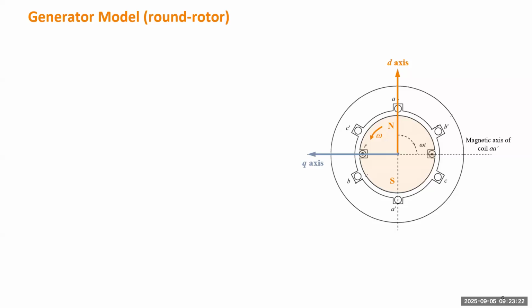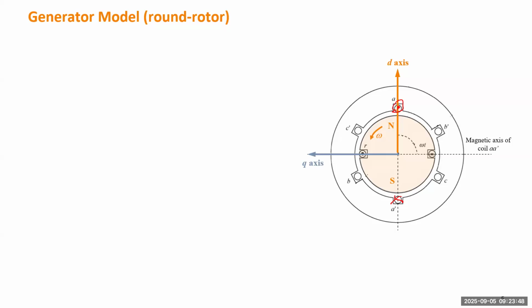The outside is the stator with windings A, B, C. So we use A and A prime to indicate winding A. A means the current will be coming out from the screen, and A prime indicates the current is going into the screen. So you can assume there's a winding carrying the current in this way.